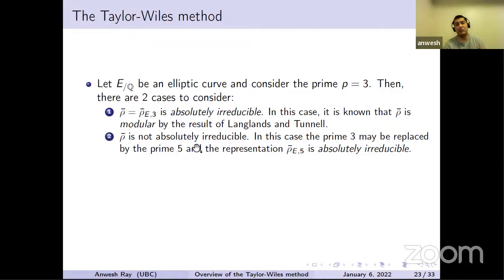So at the time of Wiles, the result of Langlands and Tunnell was known for the prime 3 when rho bar is absolutely irreducible. And therefore, Wiles had to make this 3-5 switch. If rho bar at 3 is reducible, then if you switch 3 with 5, it actually becomes absolutely irreducible and also modular. So there's actually a lot of content here. Switching to 5 guarantees the absolute irreducibility. Yeah, so this is where the semi-stability hypothesis is used.